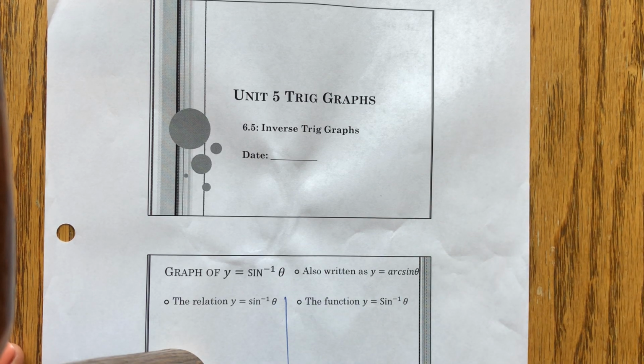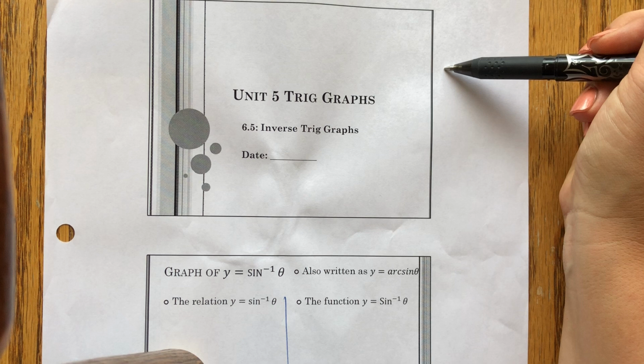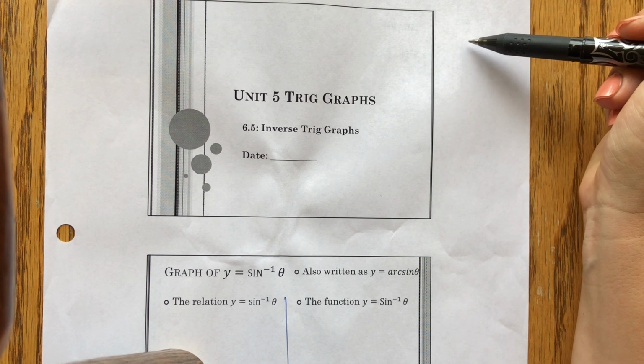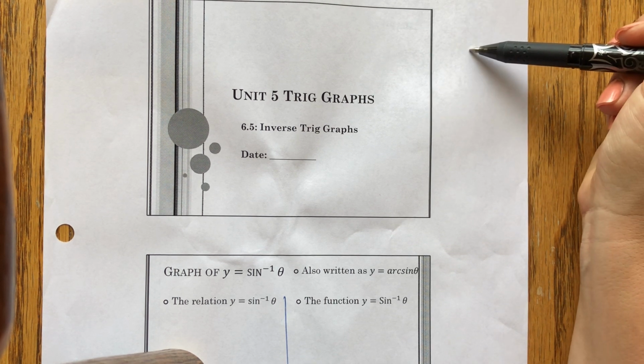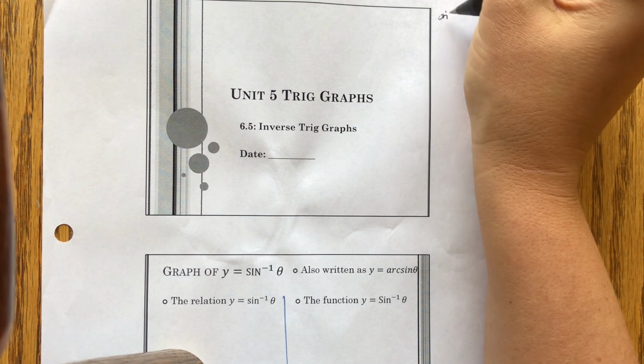These are notes on inverse trig graphs. So there's actually 9 different graphs in this unit. There's the graphs of sine, cosine, tangent, the 3 reciprocal functions, cosecant, secant, and cotangent. So you have the original 3, the OGs.